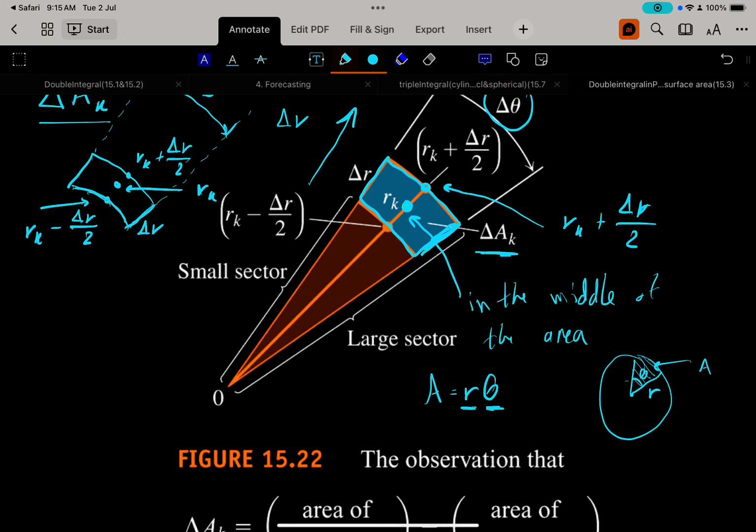So now what is R in our case? R, we are not using the whole R of the sector. We are using just delta R. We want to find this area. So how can we do this?